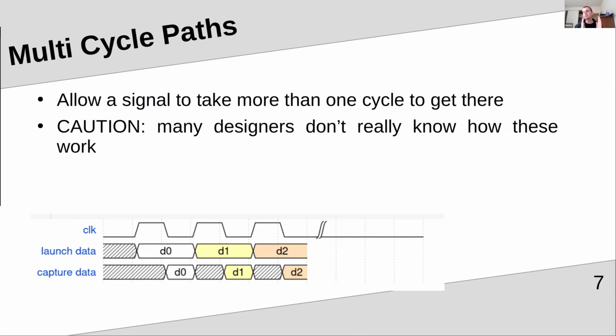So it's not a false path, but it's also not single cycle timing. You're saying it could take 2, 3, 4 cycles, a set number of cycles to get there. Okay. And to explain the intricacies of this, I've got a couple timing diagrams here.